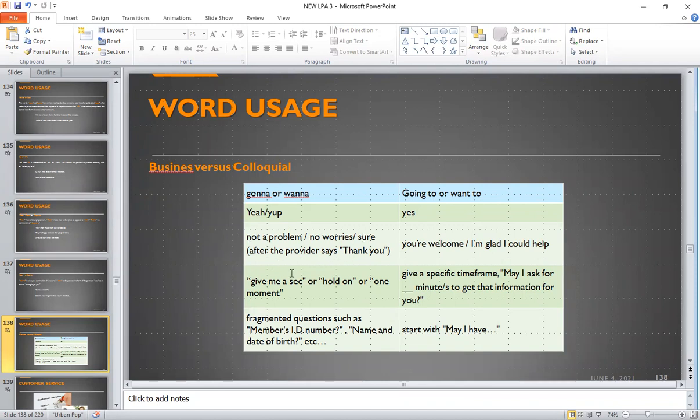You can use the other ones if you're probably just conversing, but it's nicer to hear, and it will sound more professional if you use the right one on the right side instead of the left one. Okay, "no problem," "no worries," "sure." Okay, "you're welcome," "I'm glad I could help." Okay, "give me a sec," or "hold on," or "one moment."